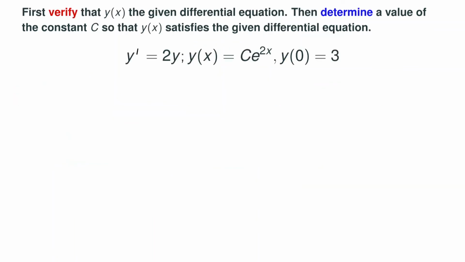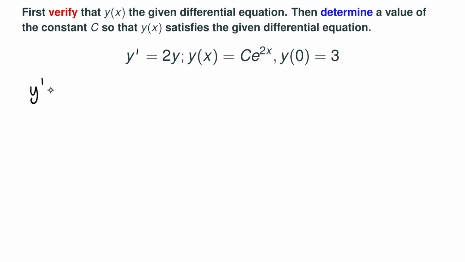Now in our final problem, we will verify that this is a solution to the differential equation. And after we've done that, we will use this initial value to determine exactly what value of c solves the initial value problem. So first up, to verify that this is a solution, we know that the differential equation involves the derivative being equal to twice the original.